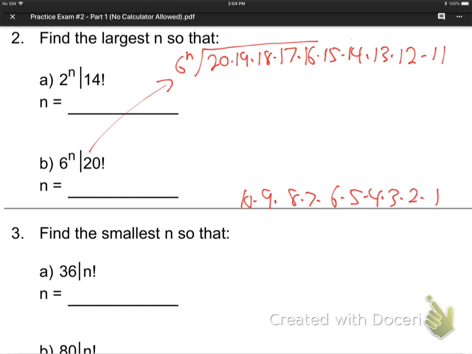This is part 1. Part 1 is no calculator. But these aren't hard numbers, right? Just 20 and on down. I promise I'm not going to give you really big numbers or anything. Now, what am I even looking for? I'm wanting 6 to some power to go into 20 factorial.